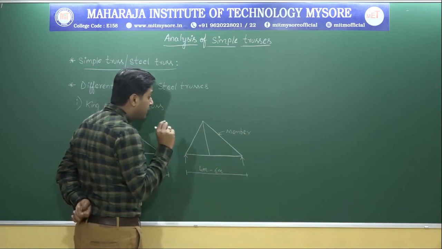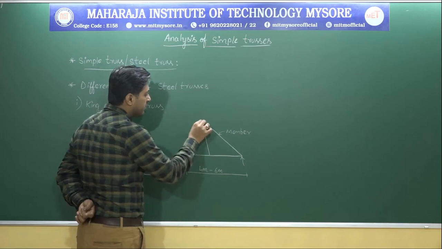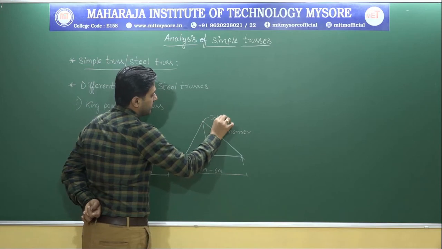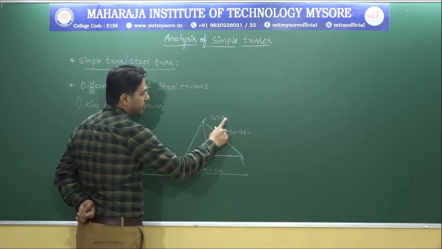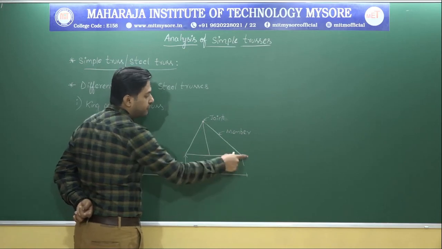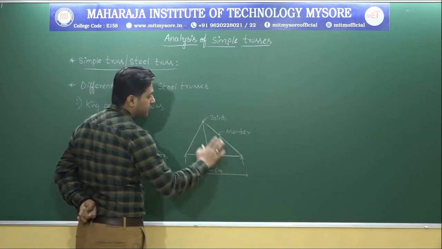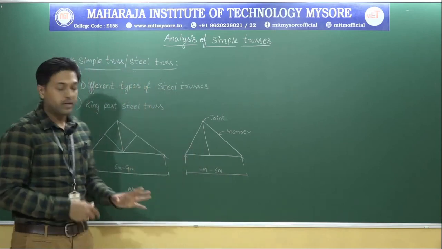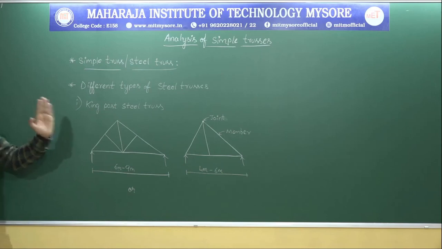Okay. Next, how many joints are there? We call this as the joints. I will be calling this as joint. So, 1 joint, 2 joint, 3 and 4th one. So, totally there are 4 joints and how many members? 5 members. So, this is about the king post steel truss.